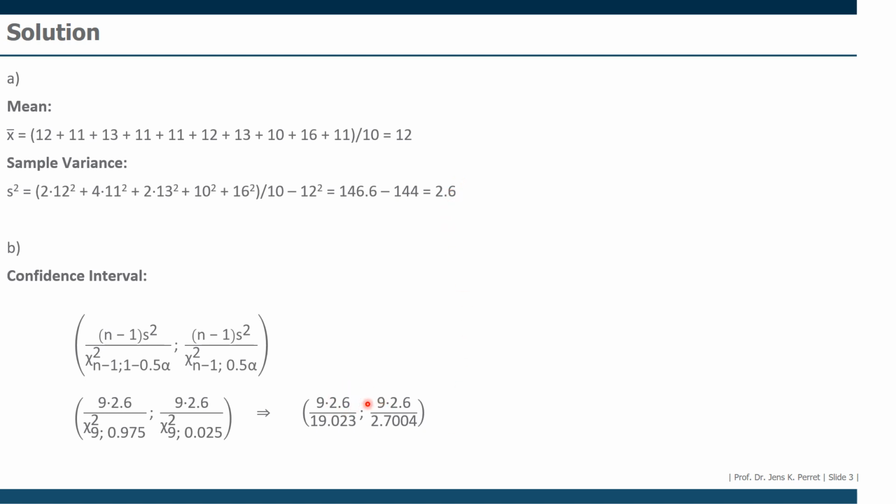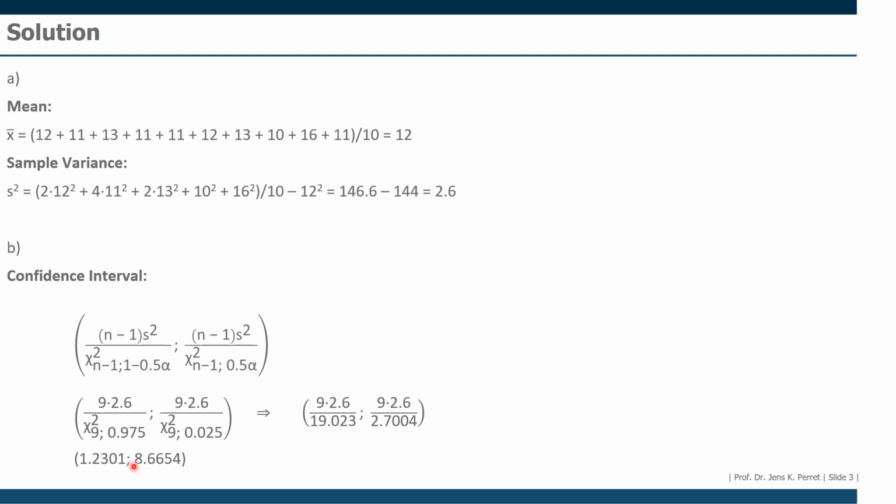Well, then I just have to put this into a calculator, giving me the final result for the confidence interval of 1.2301 and 8.6654. Meaning, while this is a good estimate for the variance, I know with a certainty of 95% that the true variance will be somewhere in this interval.